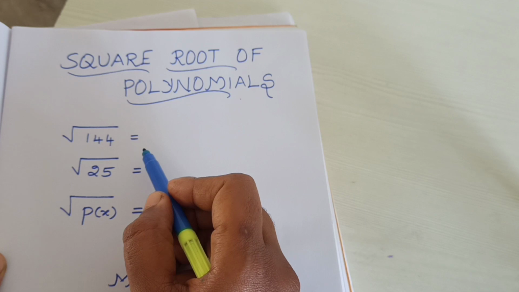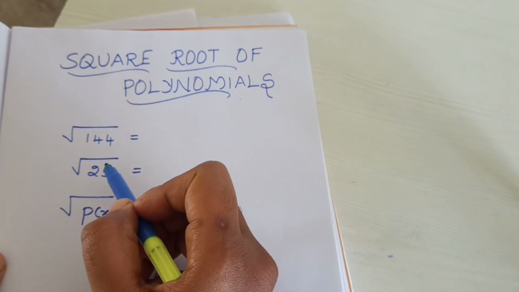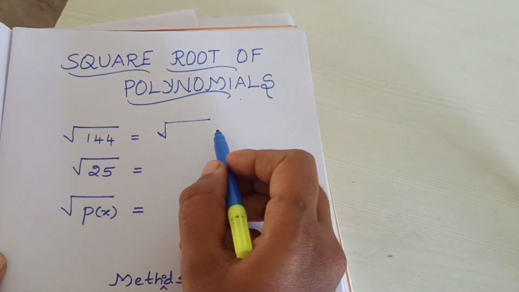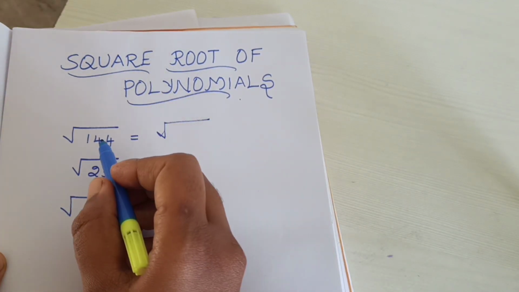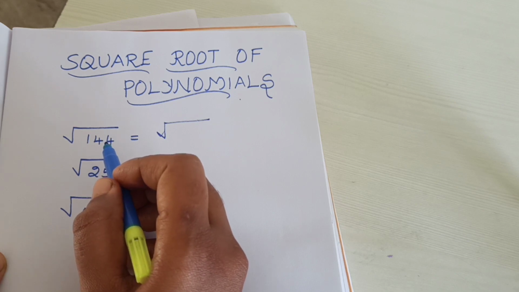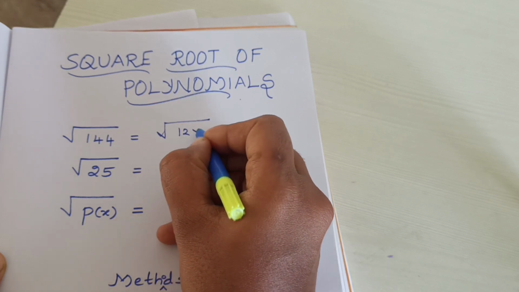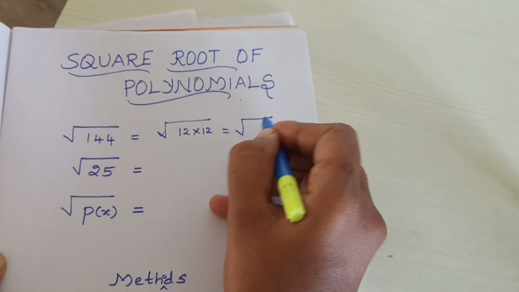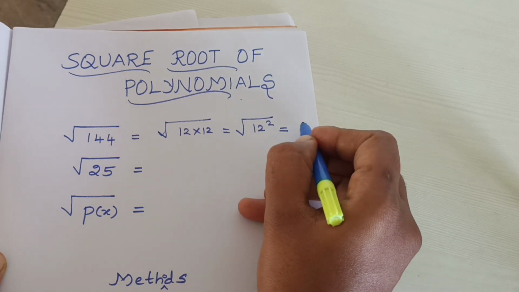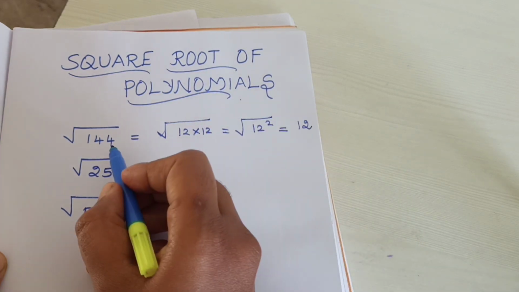Normally you already know about square roots for numbers, correct? Square root of 144. How will you find it? When we multiply two numbers, we need to get the same two numbers, and you need to get 144. Can you guess the numbers? Yes, 12 into 12, which is equal to 12 square. The square and root get cancelled. And what is the answer? 12. This is the square root.